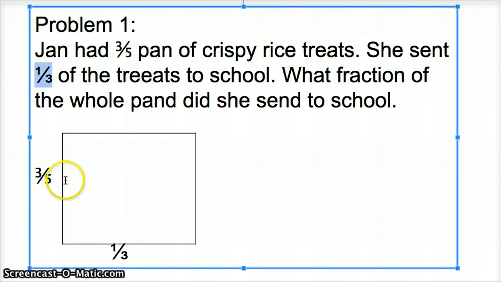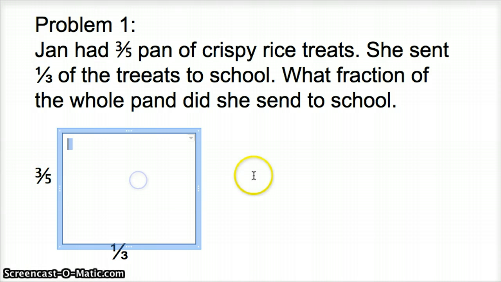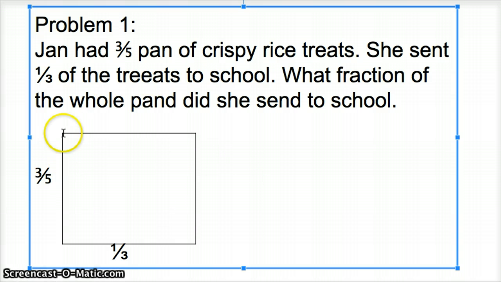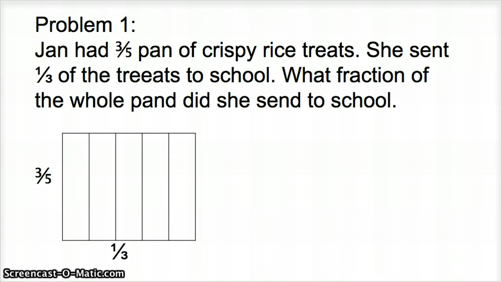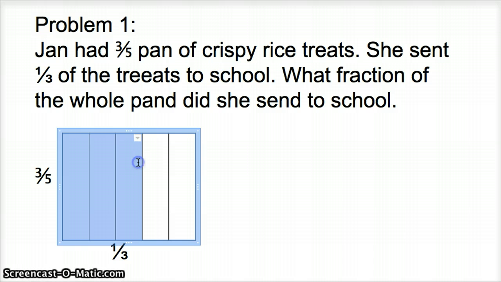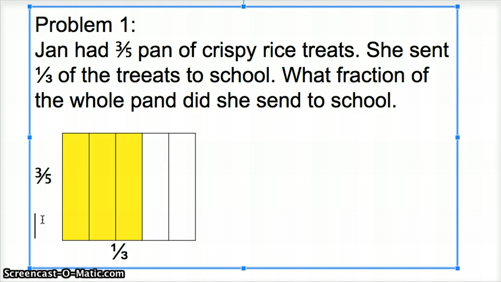So the first thing you have to think about, I have 3/5 here. So I have to represent fifths going across, going this way. So I have to split this rectangle into 5 equal sized groups. To do that, I just go like this. I need 4 lines going down. Next, I can highlight 3 out of the 5. I am going to make them yellow. So there's my 3/5.